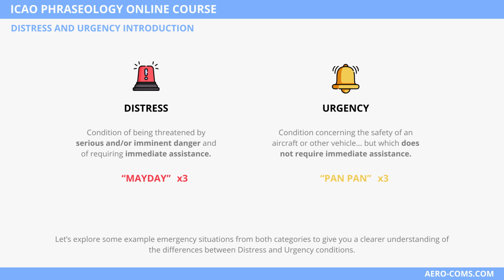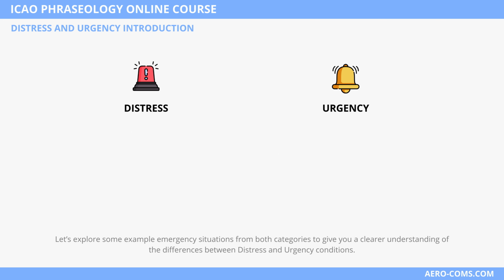Let's explore some example emergency situations from both categories to give you a clearer understanding of the differences between distress and urgency conditions. Examples of distress situations include engine failure, fire on board, major structural damage, a critical medical emergency, or loss of control of the aircraft, all of which require immediate assistance.